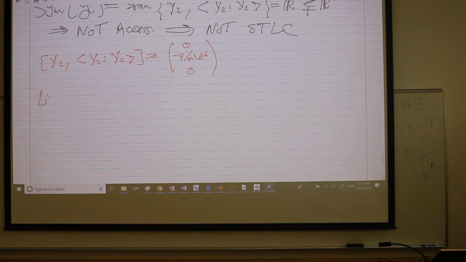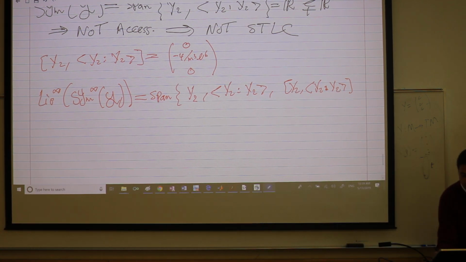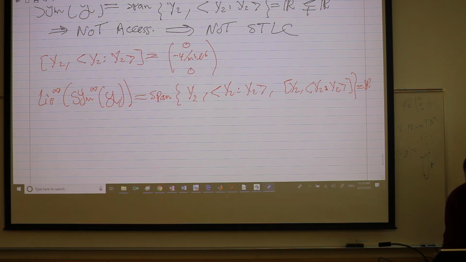So actually the three together, they cover the tangent space. So the Lie infinity, I don't need to do anything more. So Lie infinity of Sym infinity of y is just the span of y2, which now covers the third direction. This guy covers the first direction, and the Lie bracket of y2 with it. Look at how one control acceleration can do many things. Look, we're just repeating y2 in different scenarios, right? This is indeed R3, which is the tangent space of Q for any Q.